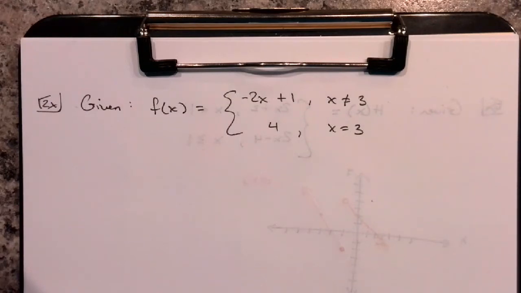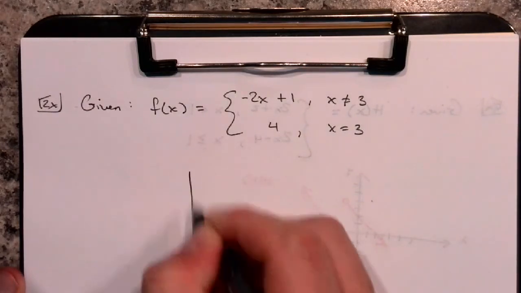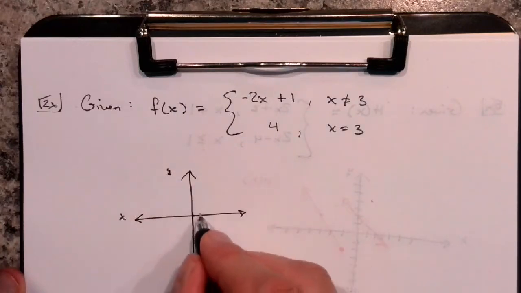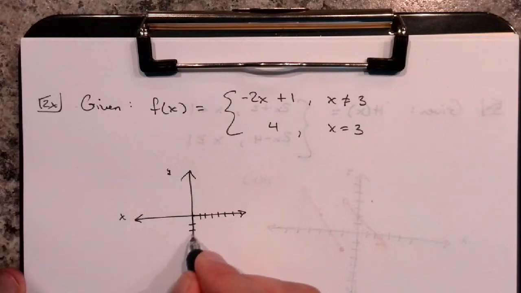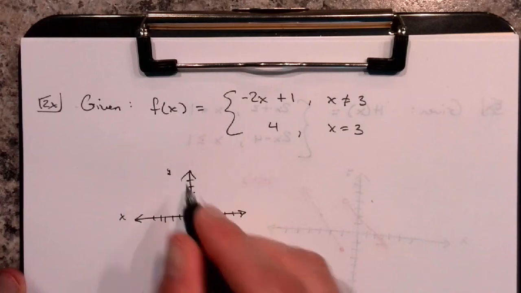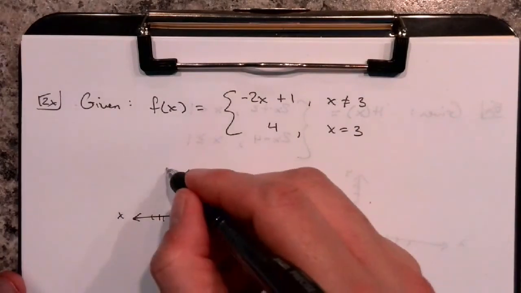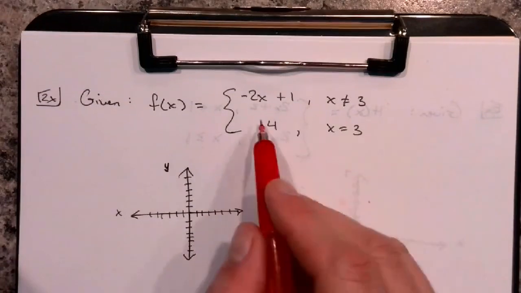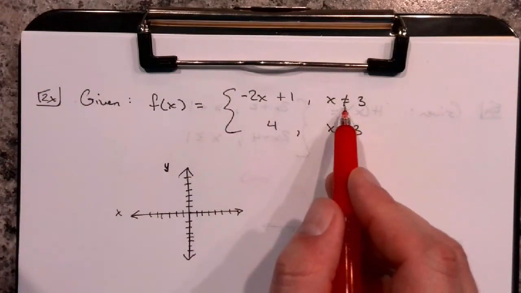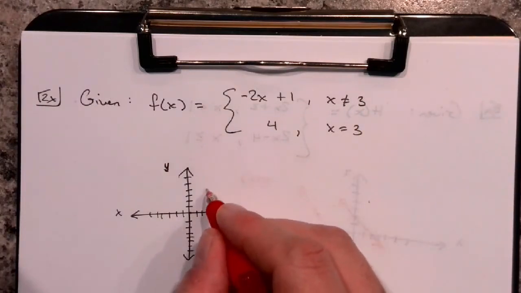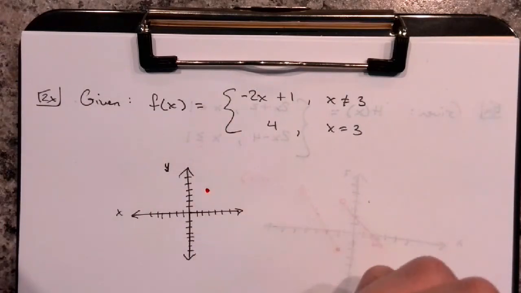If I was looking at this in terms of a sketch, here's an x-axis, here's a y-axis, 1, 2, 3, 4, 5, 6. You don't have to sketch this every time. I'm just doing this to have you see both the graphic understanding of the limit and the algebraic understanding of it. But if I was graphing this negative 2x plus 1 for x not equal to 3, when x equals 3, the y value is 4. So when x equals 3, the y value is 1, 2, 3, 4. I'll just put that there.